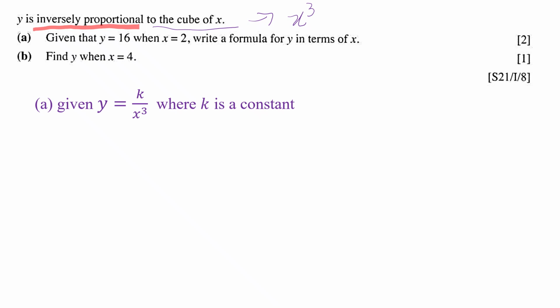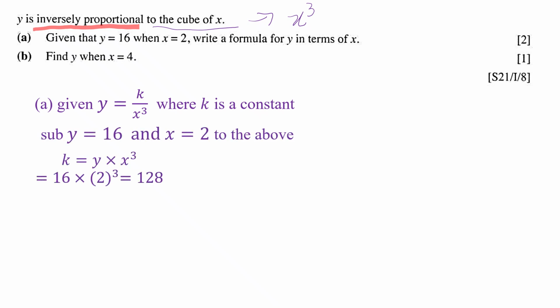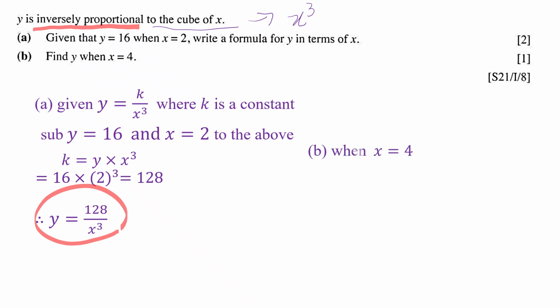So we're going to substitute x to be 2 and y to be 16. Then you find your constant k to be 128. And the equation will be y equals 128 over x cubed. This equation is very important because it will help us do part B. We're going to substitute x equals 4. From there, you can find your y to be 2.